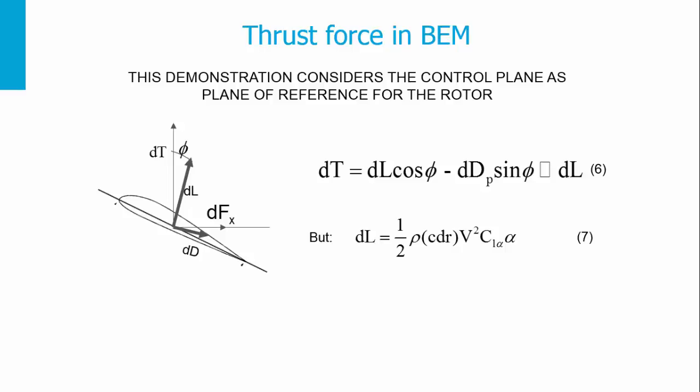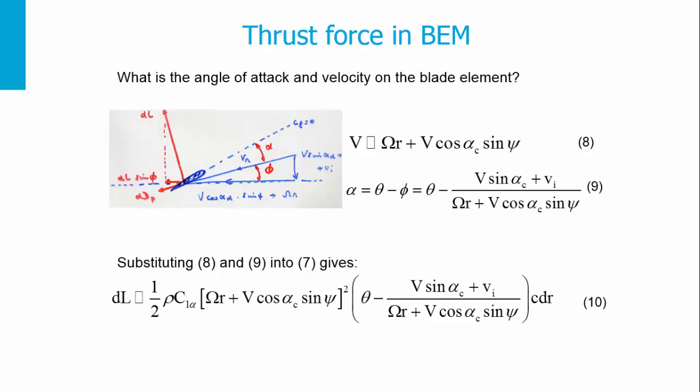If you remember, the thrust force was the decomposition of the lift and the drag force on every blade element, and it could be approximated with the lift on the blade element. And you can also recall the expression of the lift on the blade element. It follows that if we know the velocity on that point of the blade and if we know the angle of attack, we can perform the integral. Now, what is the angle of attack and the velocity on the blade element?